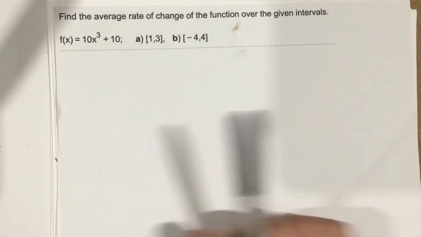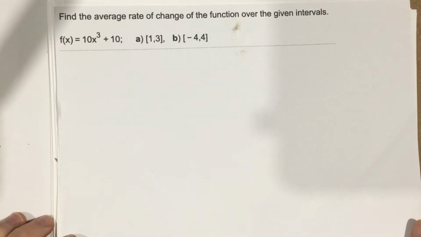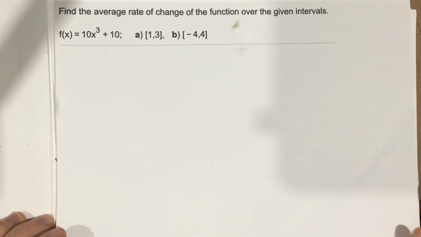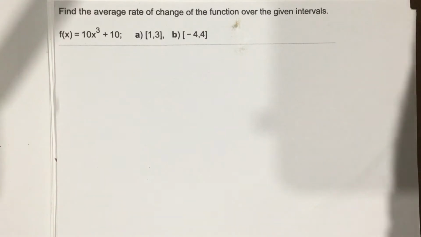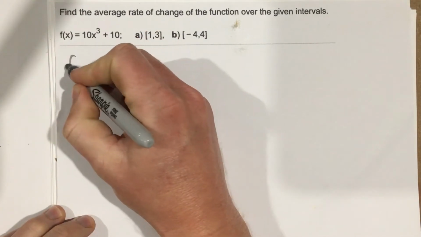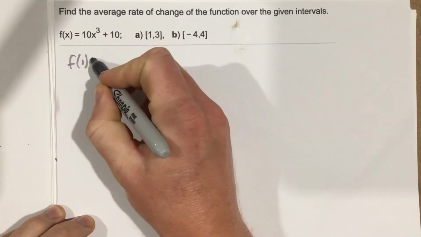So if we're going to find the average rate of change, the first thing we need to do is figure out what the y values are, because we need 2 coordinates to find the rate of change. And right now we don't have 2 coordinates, we just have 2 input values. So let's start by taking f of 1 and plugging it in.